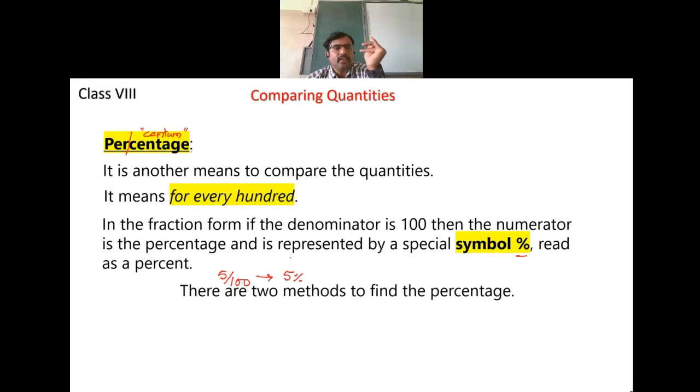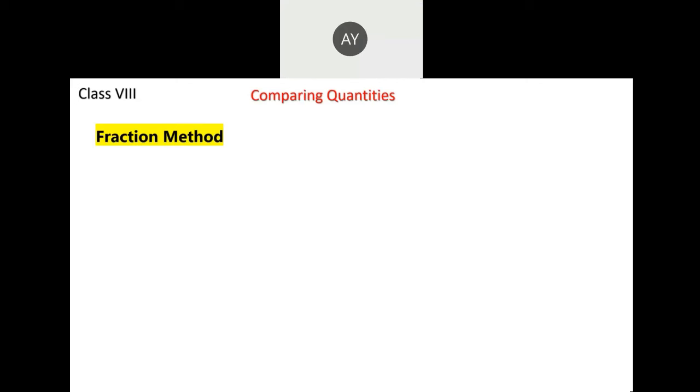There are two methods to find percentage. One of the methods is to find it as a fraction, something upon the total quantity, into 100. The second method is the unitary method. We shall see a few examples to understand this fraction method and unitary method.